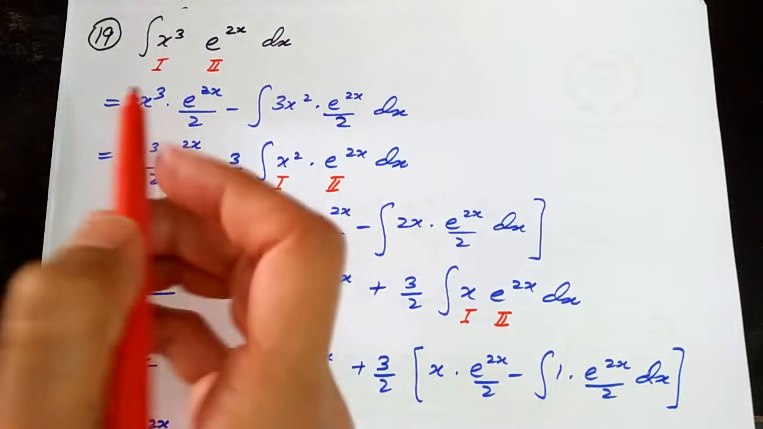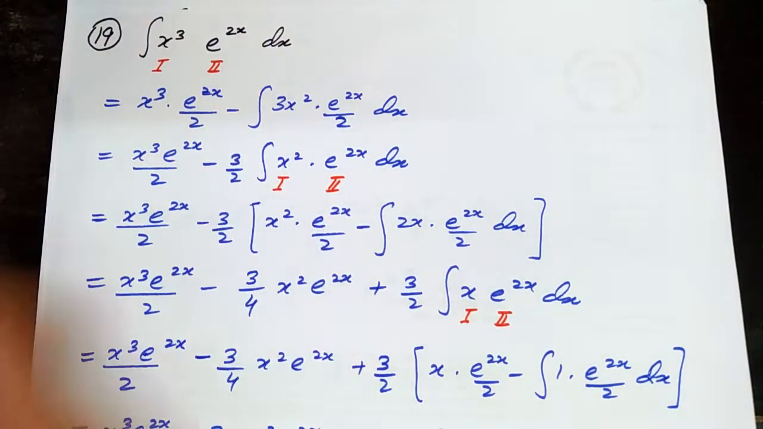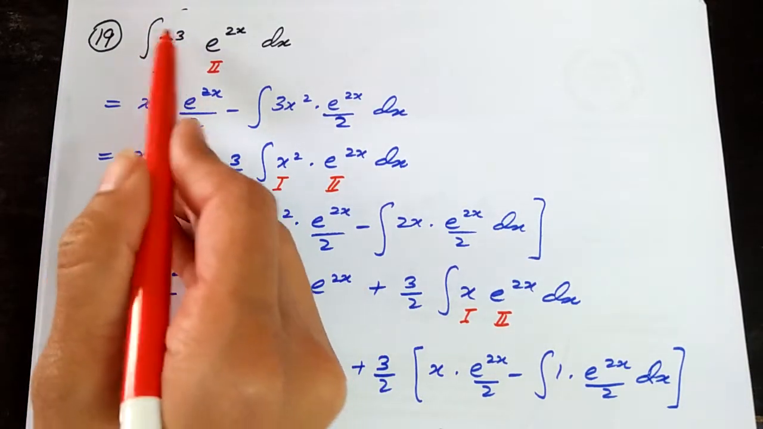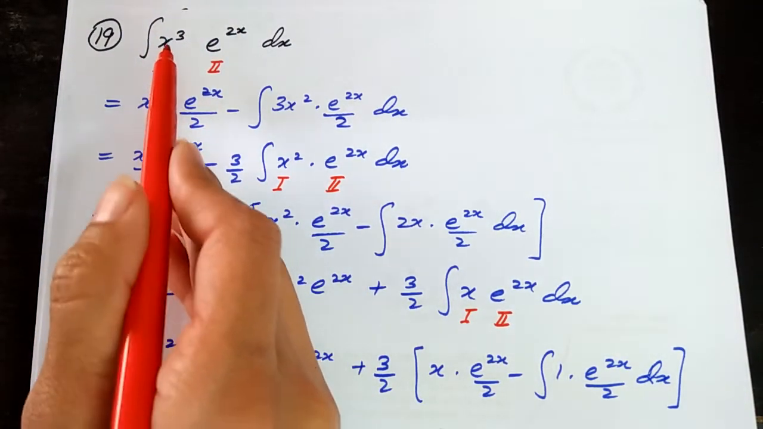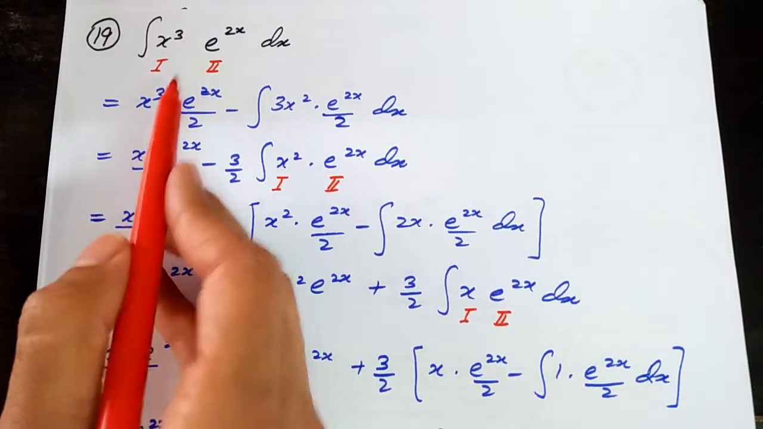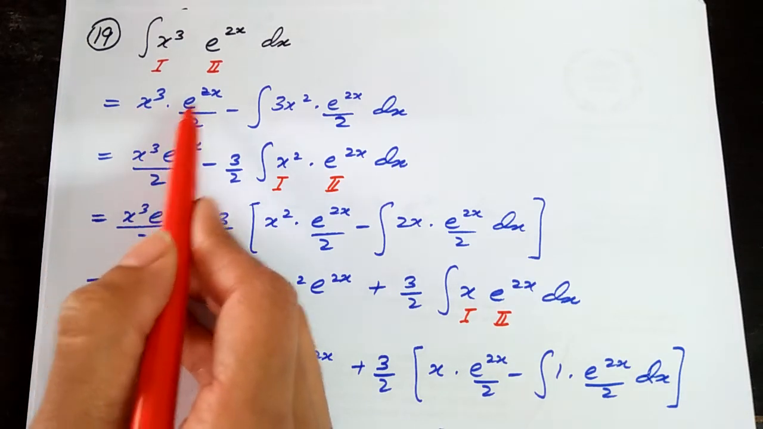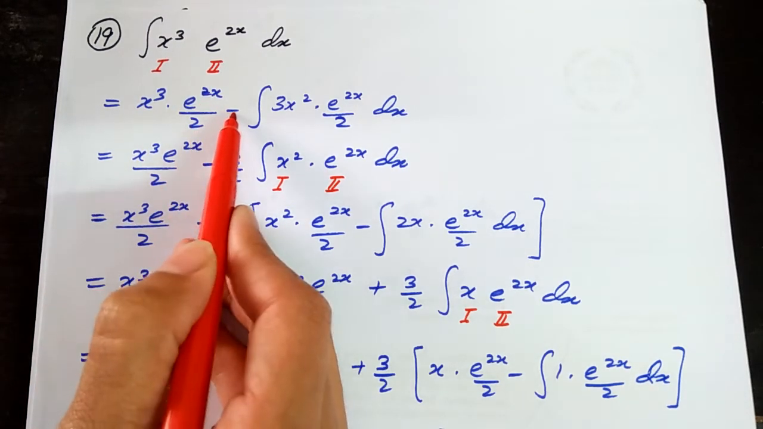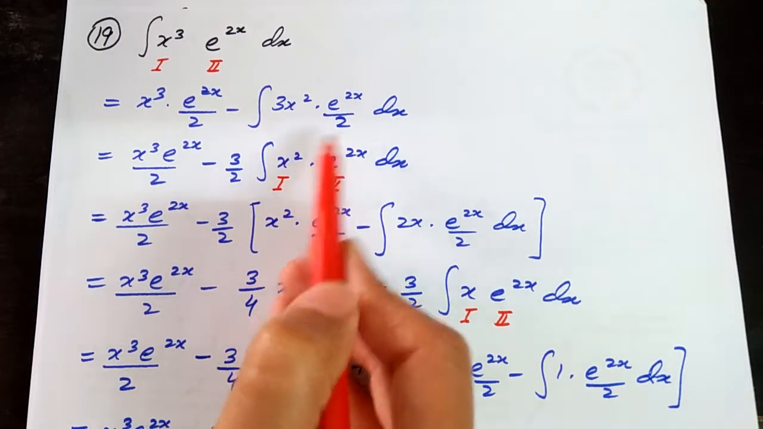Question number 19. Integration of x cube e raised to power 2x dx. e raised to power 2x is considered as second function and x cube is considered first, because on differentiation this x cube can be easily reduced. Using the integration by parts formula: first function as it is into integration of second function minus integral derivative of first function into integration of second function.